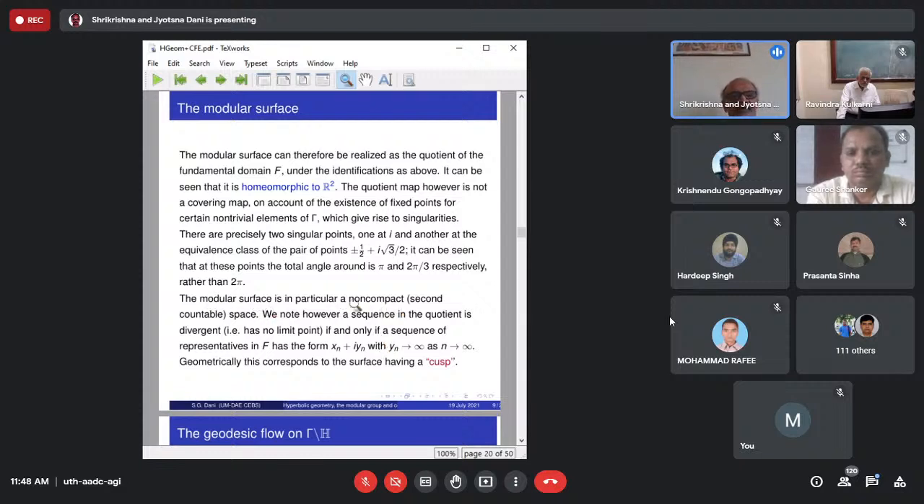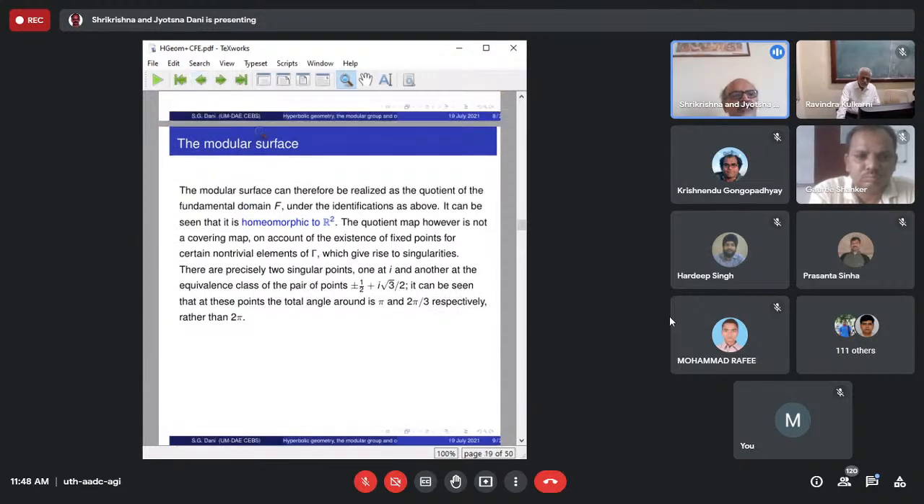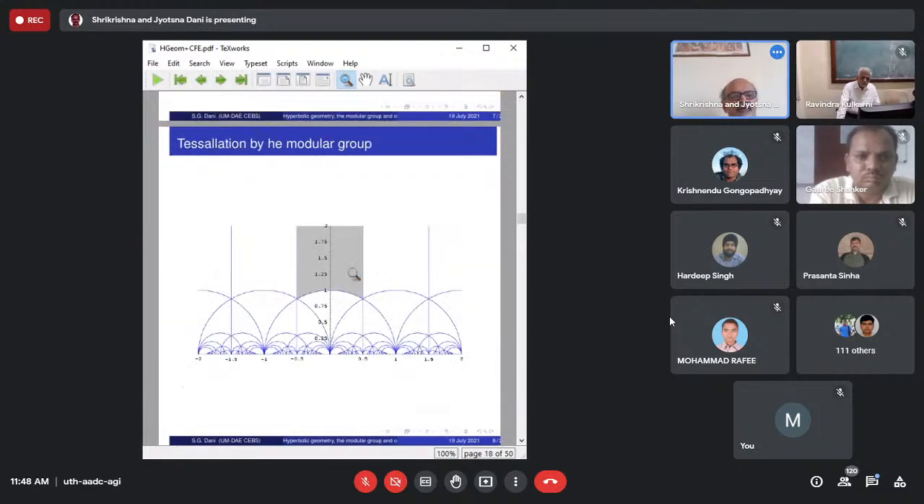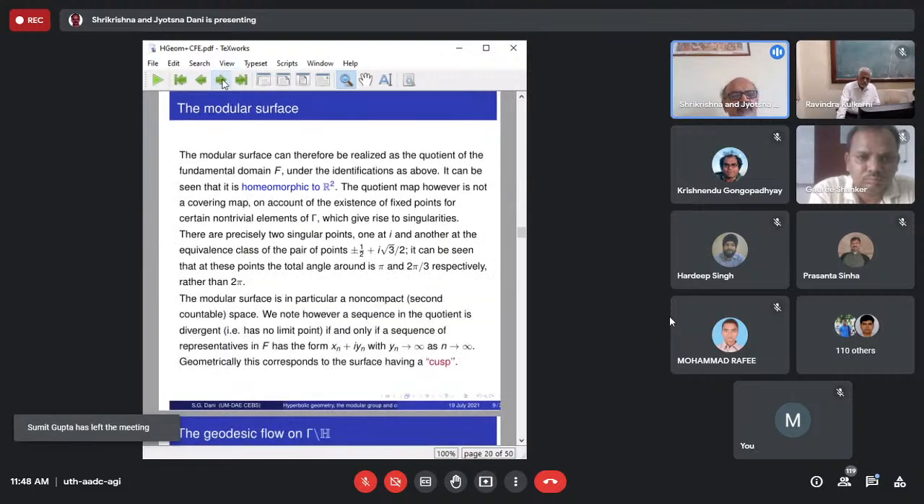In particular, you see that it is non-compact. The bottom part we have patched up, so there are no additional limits, etc. But the other part, there are sequences here which you take. If you take the imaginary parts going to infinity, then they are not going to have any limit. So the space is therefore non-compact.